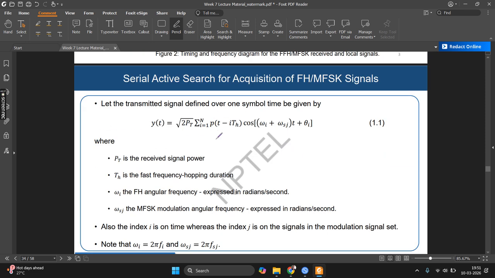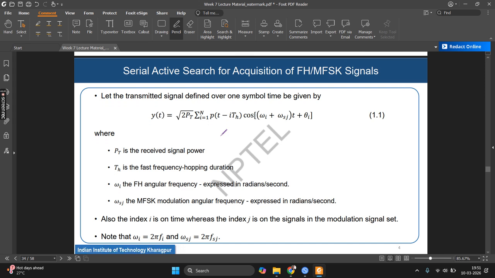So we assume a transmitted signal like this. This is basically the hopping spread spectrum. The omega is giving the MFSK modulation tone, and omega i is giving the hopping frequency, and TH is the fast frequency hopping duration. So it is a pulse of the duration with multiples of TH, where TH is the hopping duration and PT is the signal power. So it is lasting for TH duration and it has two frequencies added together. One is the frequency hopping frequency and another is the frequency shift keying frequency.